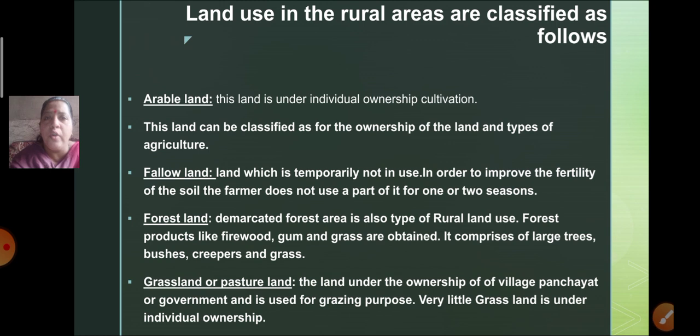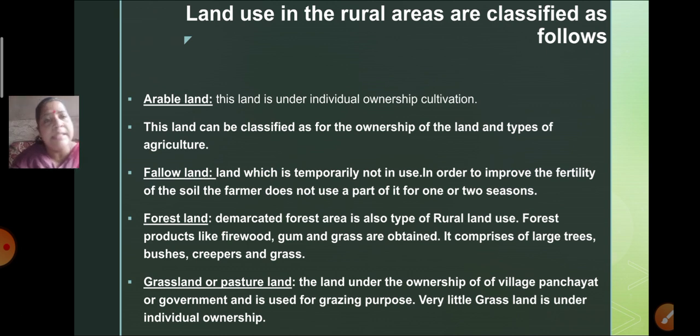Now the next, forest land. You all already know what a forest land is, the land that is covered under the forest area. The demarcated forest area is also a type of rural land use. Forest products like firewood, gum and grass are obtained from the forest. Many of the people are dependent upon the forest land for their livelihood. We have learned about this. Many of the tribal people and rural people are dependent upon the forest land for their livelihood. Now, what does the forest land consist of? The forest land consists of large trees, bushes, creepers, and grass.